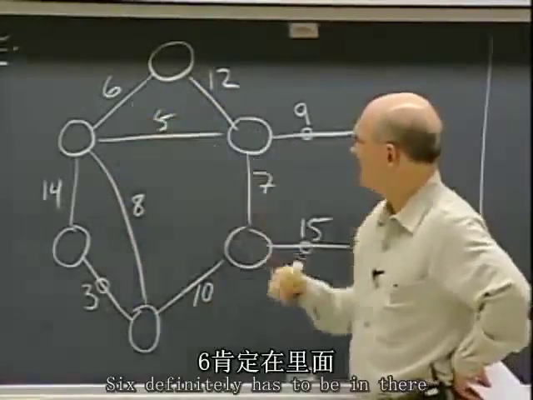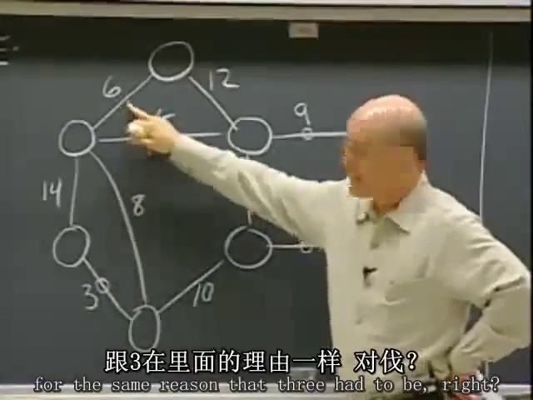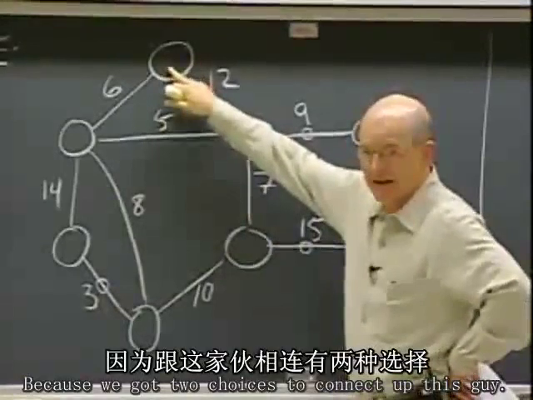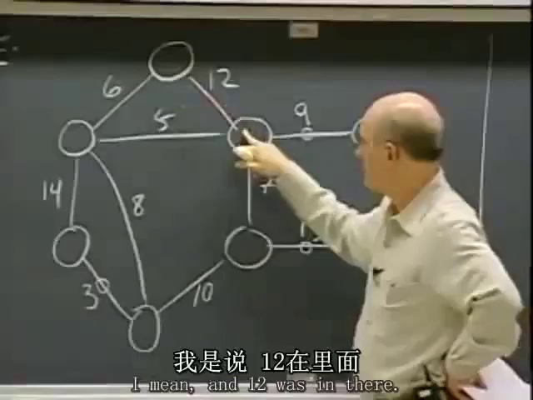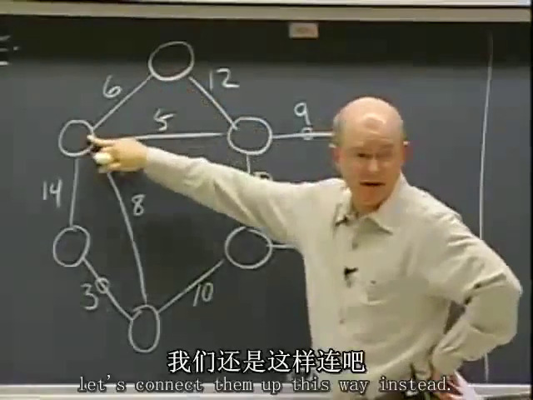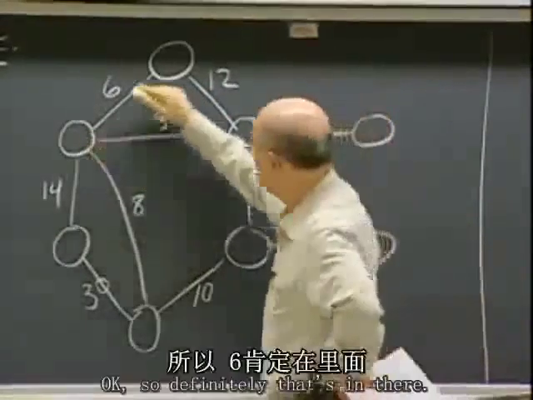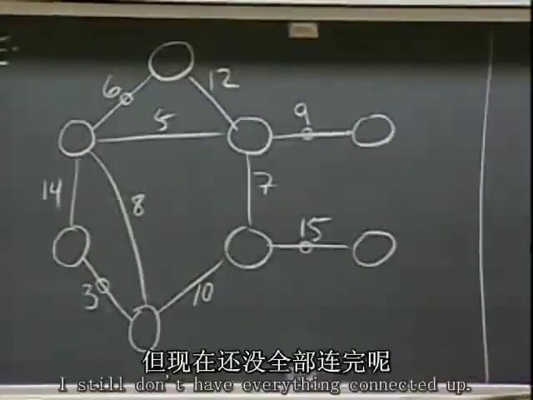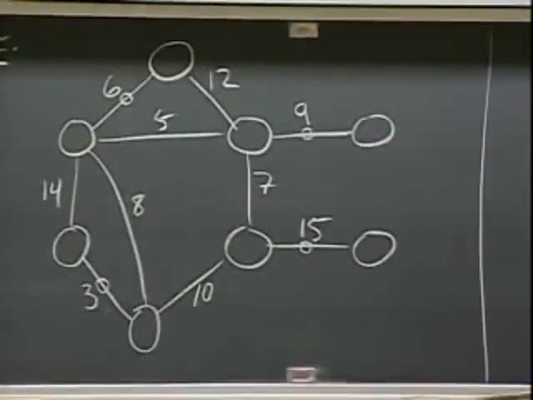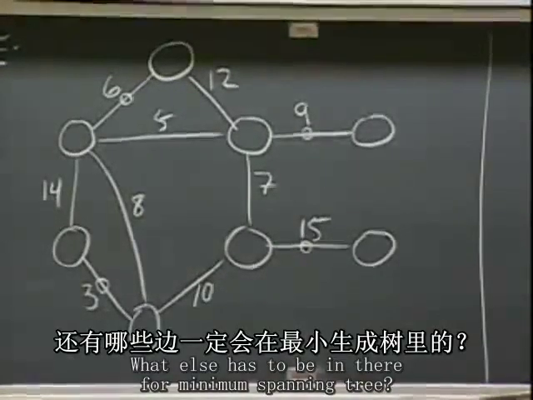But 6 definitely has to be in there for the same reason that 3 had to be, right? Because we have 2 choices to connect up this guy. And so if everything were connected but 12 was in there and 6 wasn't, I could always say, well, let's connect him up this way instead. Okay, so definitely that's in there. Still don't have everything connected up. What else has to be in there for the minimum spanning tree?